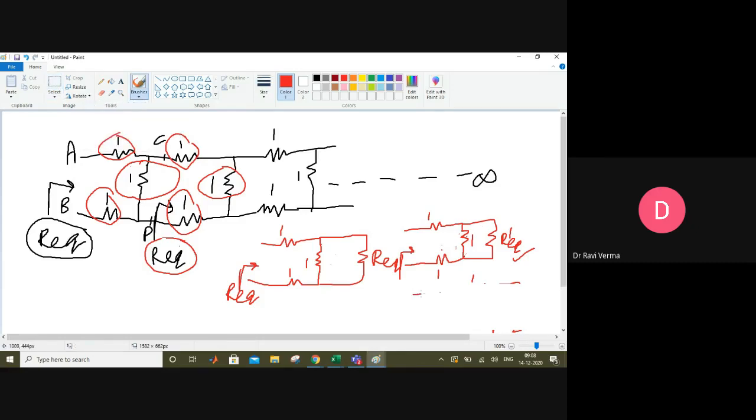What is the equivalent now? This is 1 ohm. This is some value, and this is 1 ohm, and this value is R equivalent. So this is 1 ohm, this is 1 ohm. R equivalent in parallel with this won't be R equivalent dash. This will be R equivalent. Why is it the same this time? Because all the resistances are same now. 1 1 1 1 1 1. The same thing keeps repeating itself.